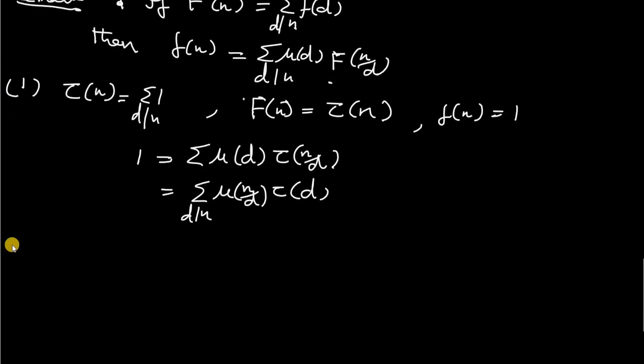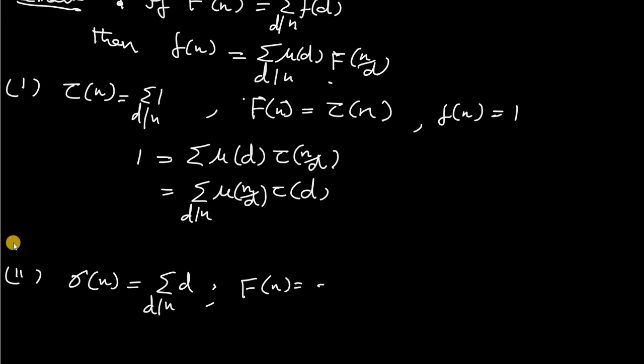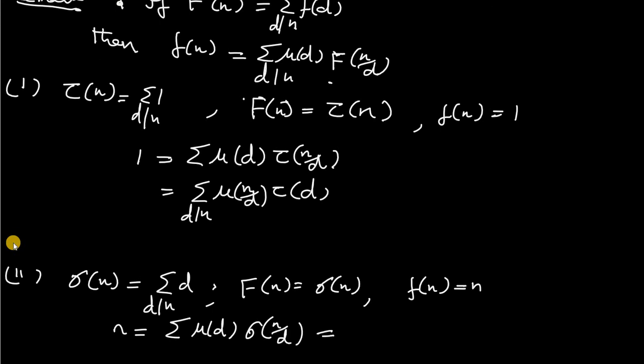So this is how Mobius is related to tau and sigma. Number 2 is sigma n. It is the sum of the divisors of n, where d runs over the divisors of n. So here you take capital Fn equal to sigma n, and f of n equal to small n. Therefore we have n here, substituted in the Mobius formula: n equals the summation of mu of d into sigma of n by d, which is the same as the summation of mu of n by d into sigma of d, where d runs over the divisors of n.